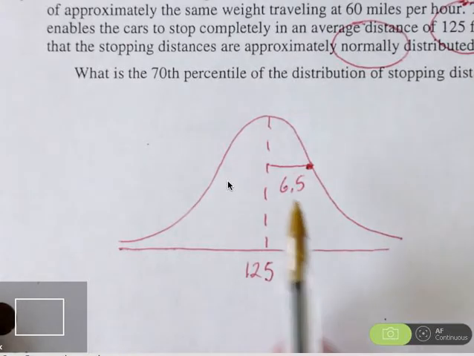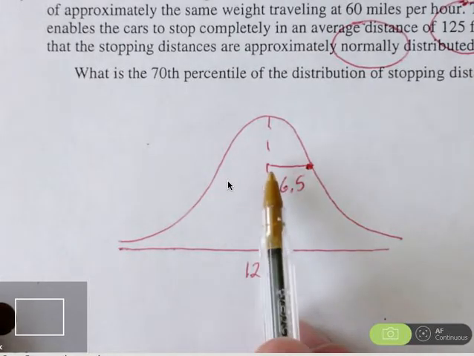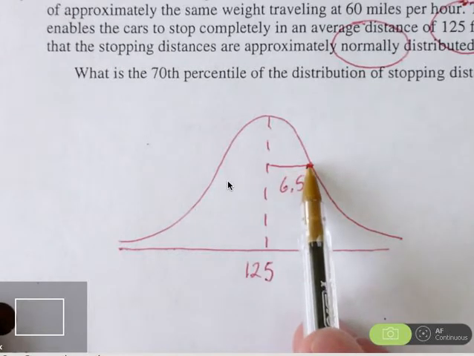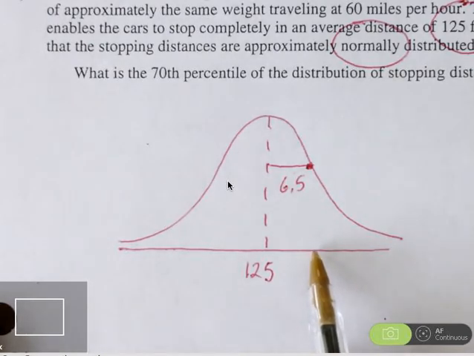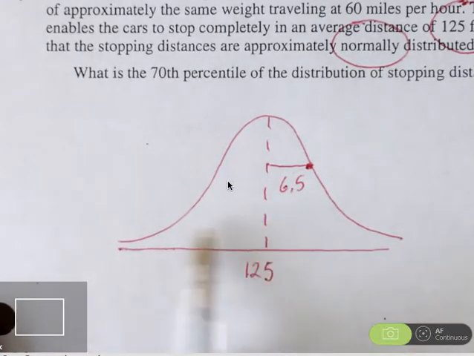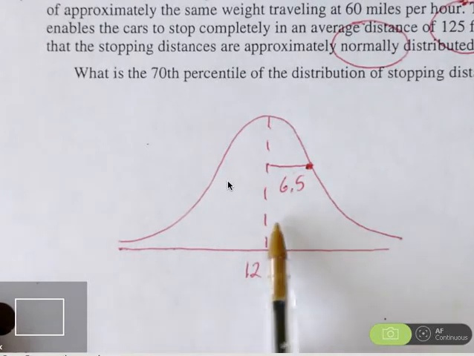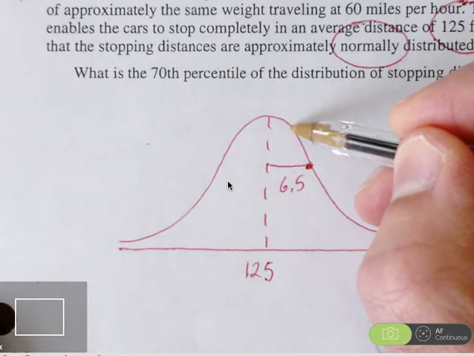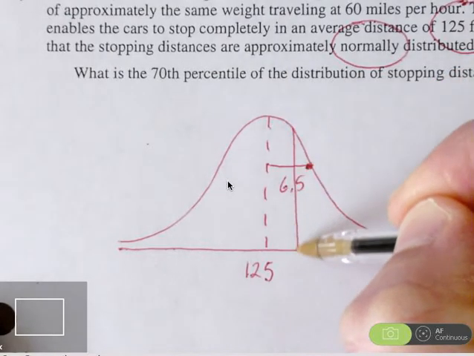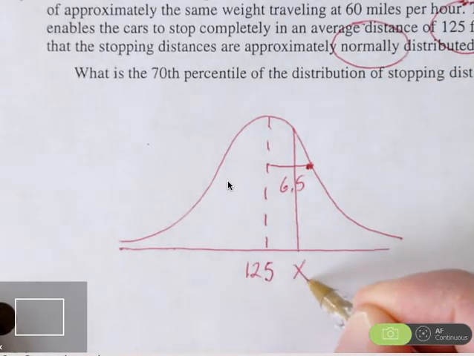Actually, you know what? We can be a little more accurate. Think about this when we're drawing our picture. One standard deviation above the mean, what would that be? 131 and a half. That would be the 84th percentile. That would be 50% plus 34%. So the 70th percentile technically has to be somewhere in here. So I'm going to mark it as X.